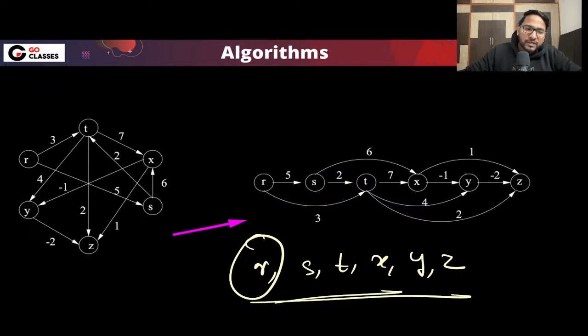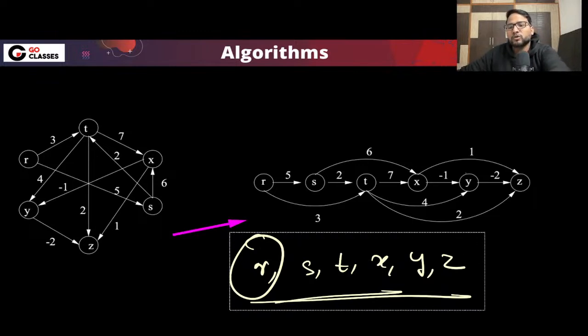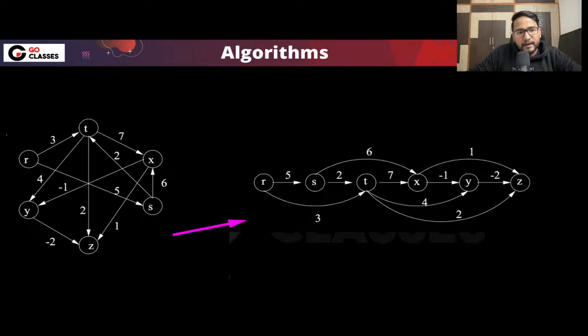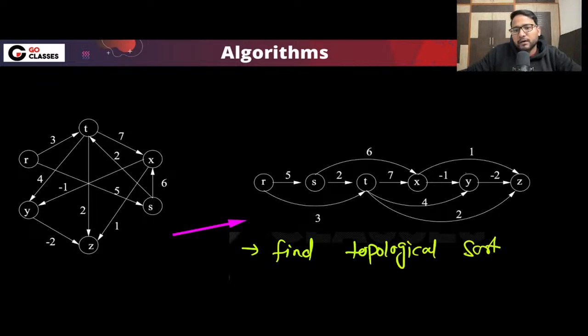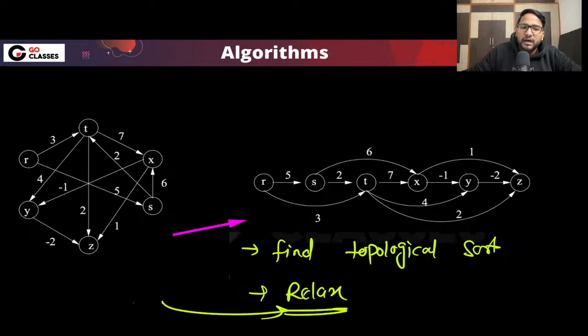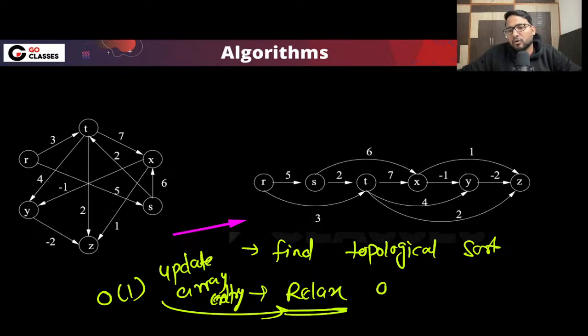So what are the steps here? The steps here are just 2 steps. First, find out the topological sort, right? And then relax all the outgoing edges. So find and relax. Relax is just order of 1 here, right? Interestingly, it is just updating an array entry. Relax outgoing edges.